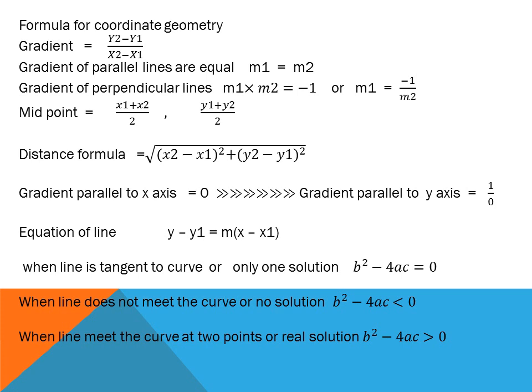When the line meets the curve at 2 points, there are real solutions. It means the line meets the curve at different points. Then b squared minus 4ac is greater than 0. There is a set of values of the discriminant in both cases: when the line does not meet the curve and when it meets at two different points.